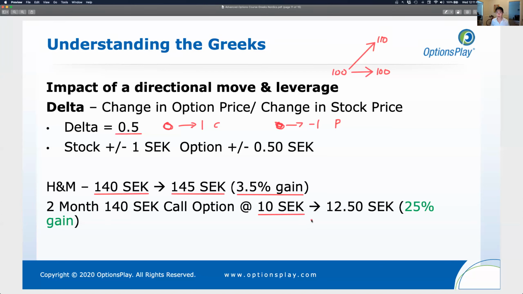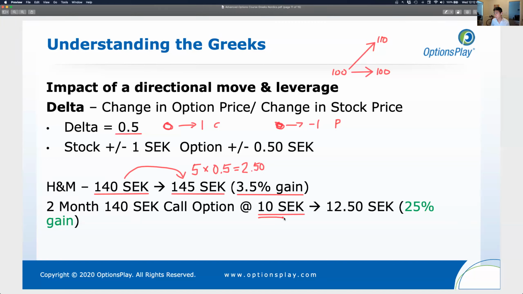The delta tells me how much money I would make from the underlying stock if the stock moved up 5 crowns, because all I have to do is take the 5 crown move. So from 140 to 145, that's 5 crowns. I multiply that by the delta, which is 0.5. And that gives me my total return on the option, which is 2.5 crowns.